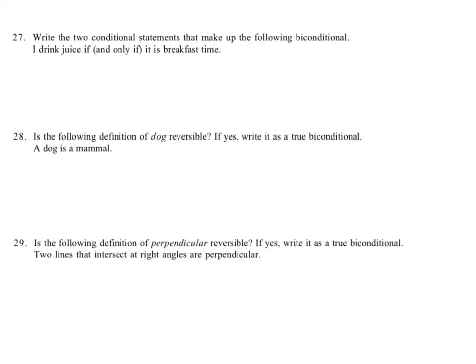We got a couple more in there. All right. Write the two conditional statements to make up the following biconditional. So I'm going to underline these two parts to it. We've got I drink juice and it is breakfast time. So how could I write that? I could type this to say if I drink juice, then it is breakfast time.